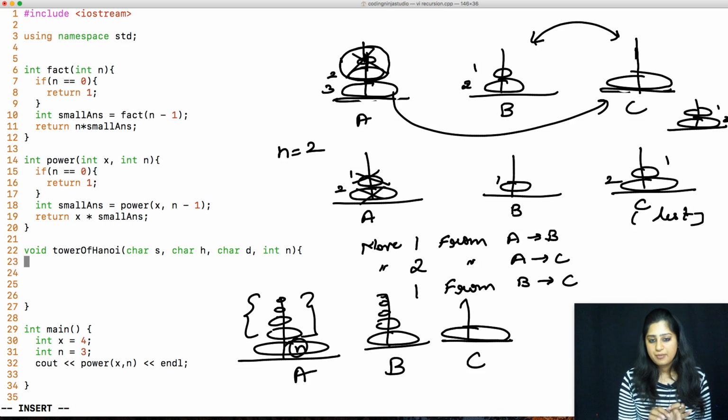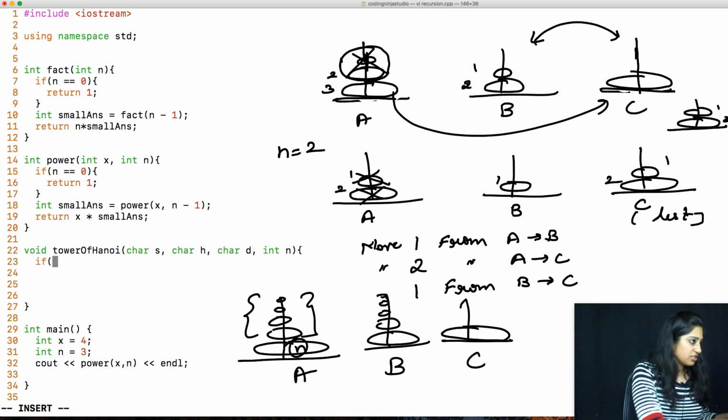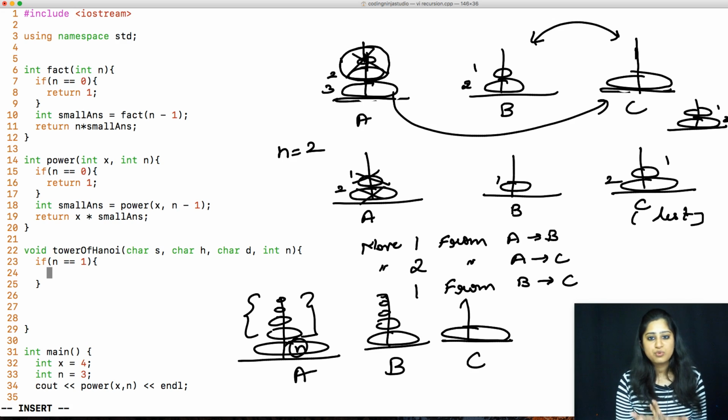So, the first step that we should be concerned about is the base case. How are we going to think about the base case? The simplest problem that will help us. The simplest problem that we have to solve in Tower of Hanoi is if there is only one disk. Then you don't have to put in any effort. You can straight away move that disk from rod A to rod C.